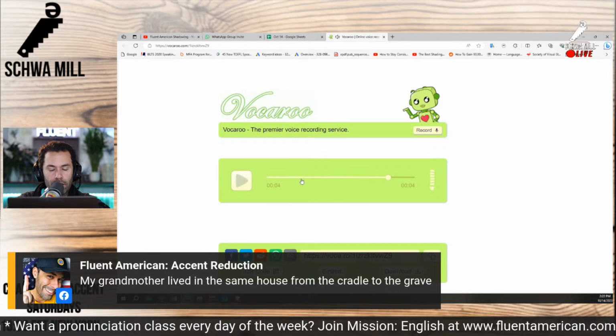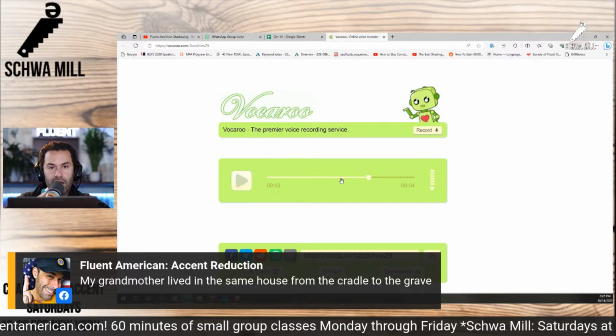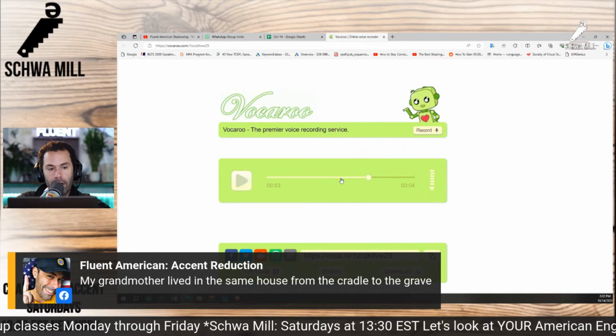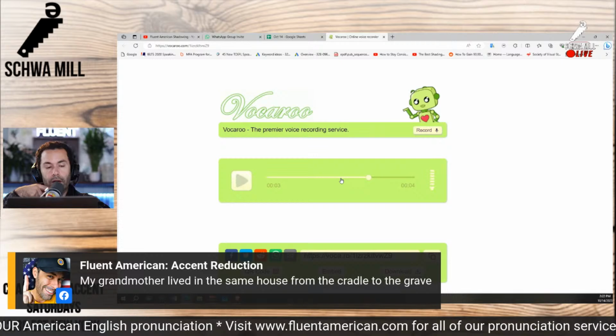Cradle, when you hear the grave. Cradle to the grave. Again, the placement feels a little high. I would use more of a dark L, tongue down, lower placement. Cradle, from the cradle. I just use lower placement there, more of a dark L. Instead of the tip of my tongue touching up here for "cradle," I do "cradle," tip of my tongue down, cradle to the grave.